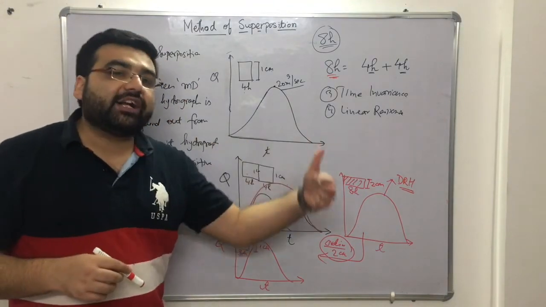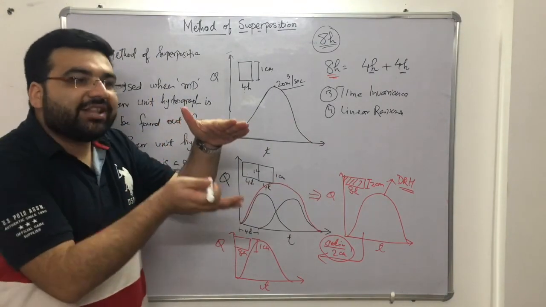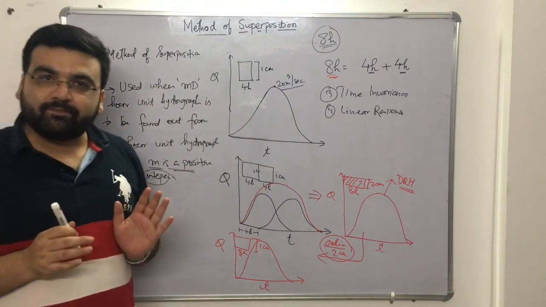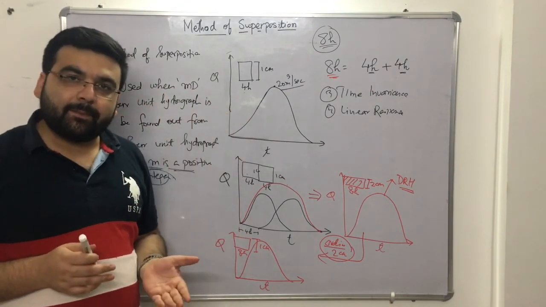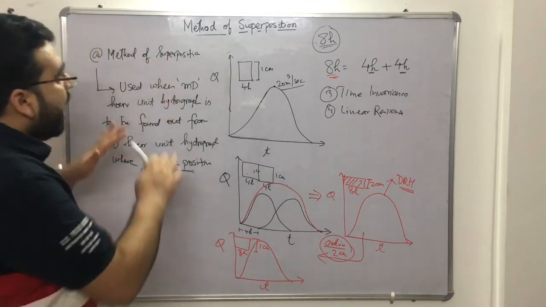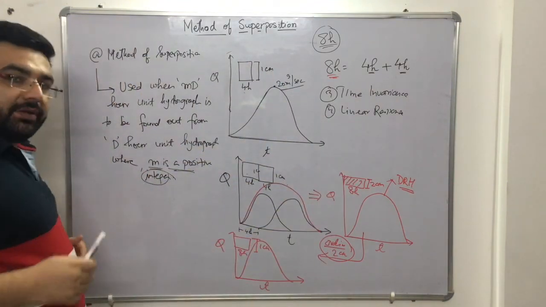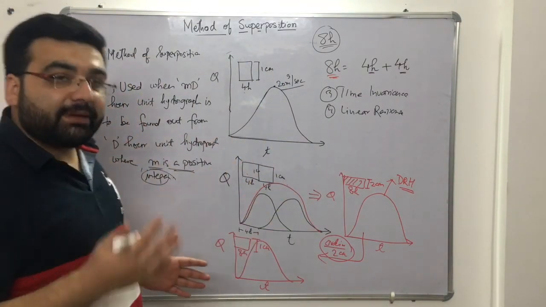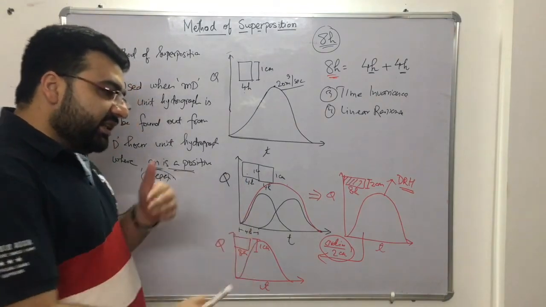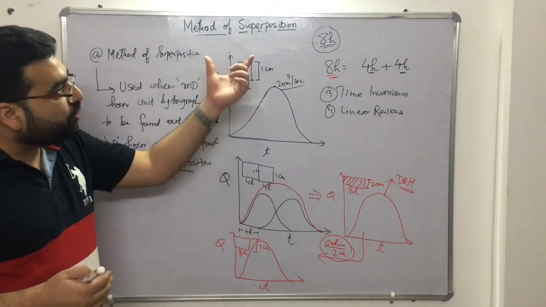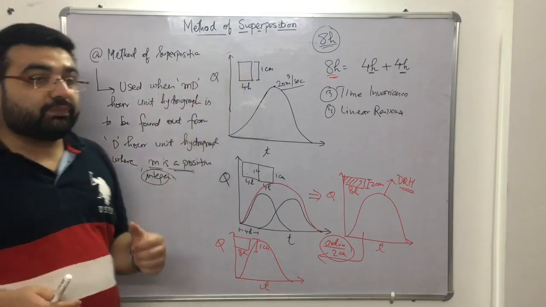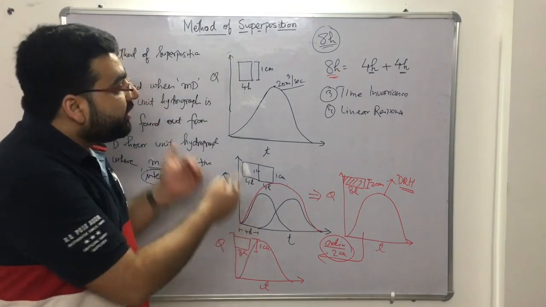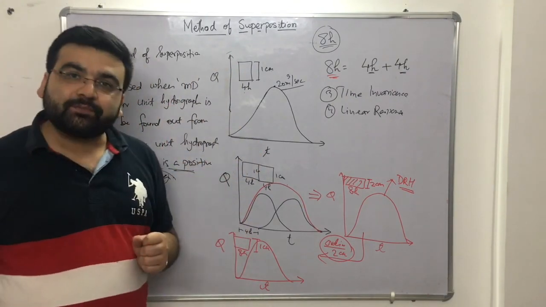I have already told you that if you want to get a unit hydrograph from a direct runoff hydrograph, you have to divide the ordinates by the effective rainfall, or rainfall excess. Clear? So I hope you have understood the method of superposition and how it is applied. Now, in the next topic, let us solve one numerical based on the method of superposition and further understand its concepts. Thank you.